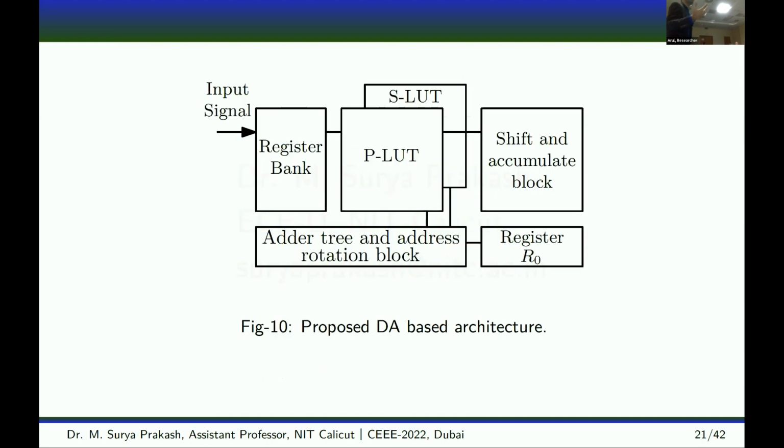Based on this idea, we have come up with a particular architecture that is similar to the one presented now. Earlier, researchers in that architecture called it the DALUT. Here we are calling it the primary lookup table. They called the other lookup table the auxiliary lookup table, and we are calling it the secondary lookup table. All the remaining elements are the same, the register bank and then the shift accumulator block. And we have introduced one more thing here called the R0 register, the purpose of which will be explained later.